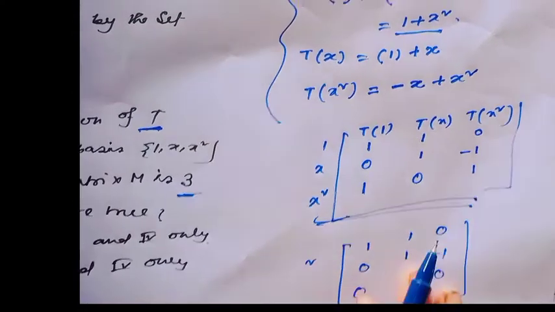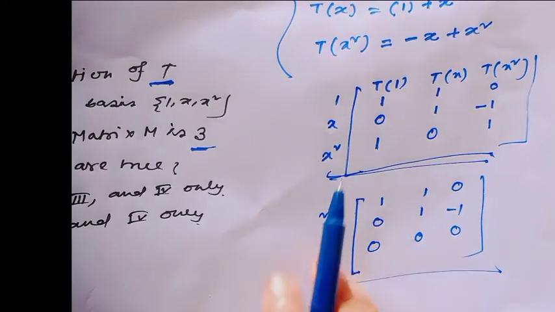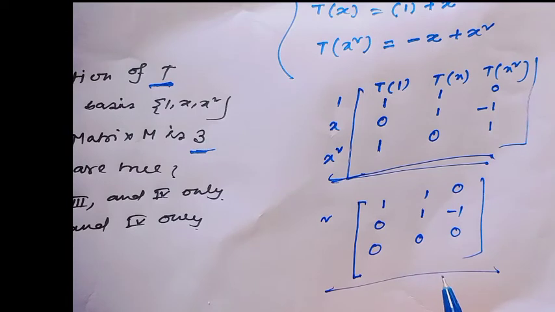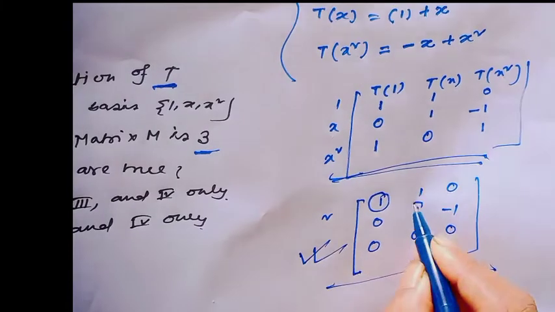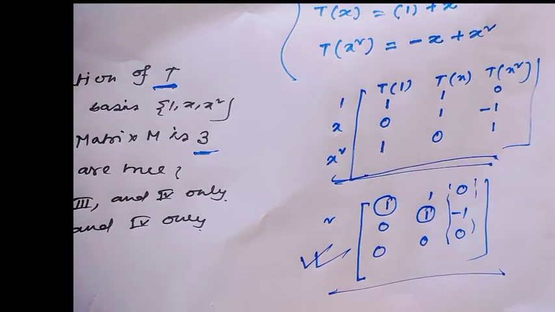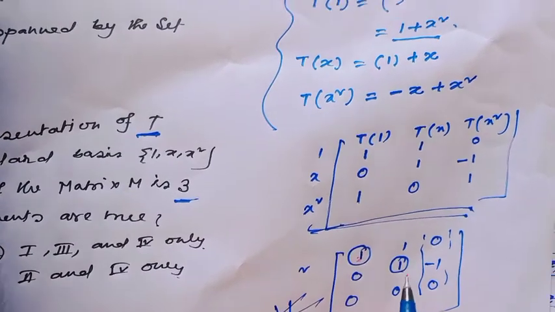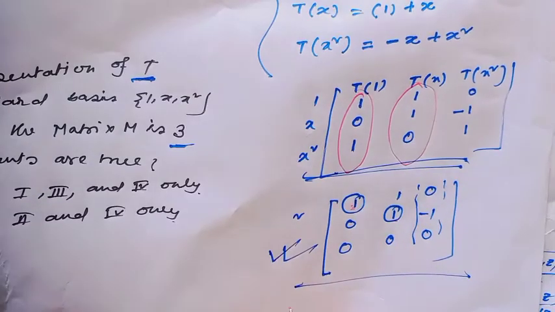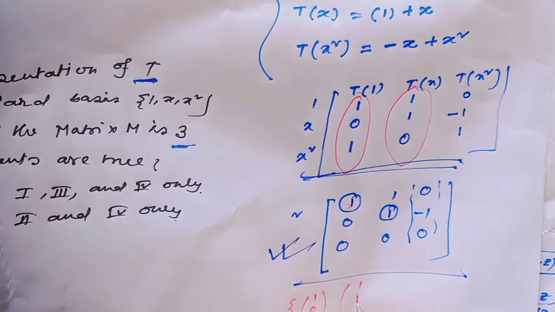This is the matrix representation of this linear transformation. After row reduction, the matrix becomes 1 0 0, 1 1 0, 0 minus 1 0. From this row reduction, these columns are pivot columns and this column is a free variable. Since these vectors are pivot, the range space contains the vector 1 1 0.